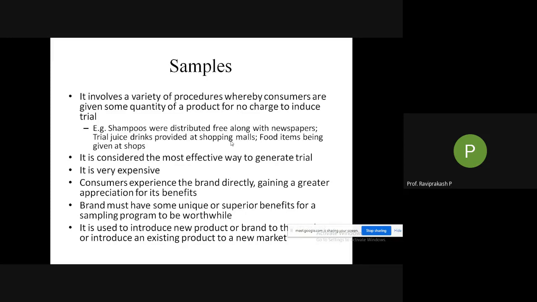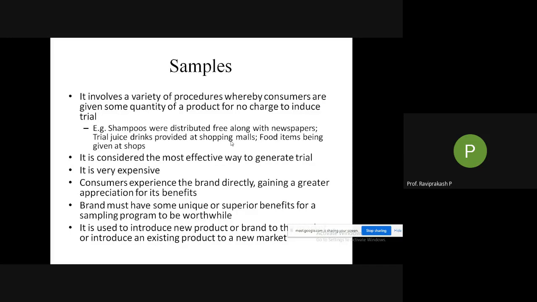Anything that is coming new, like sambar powder, or even when oats were introduced in the Indian market, you should get small oats packets, so that you can prepare it and eat it. Then if you like it, you can go and buy. So those were given.